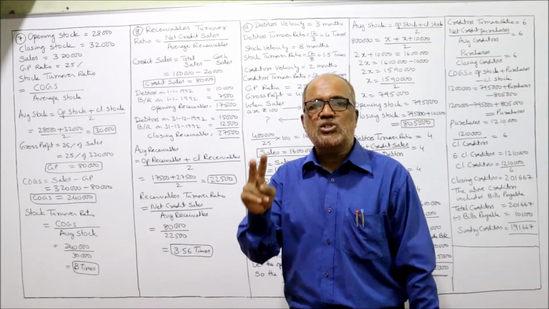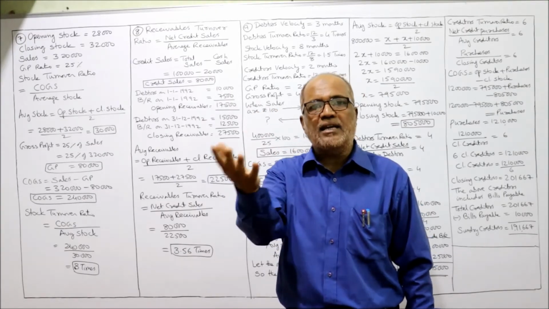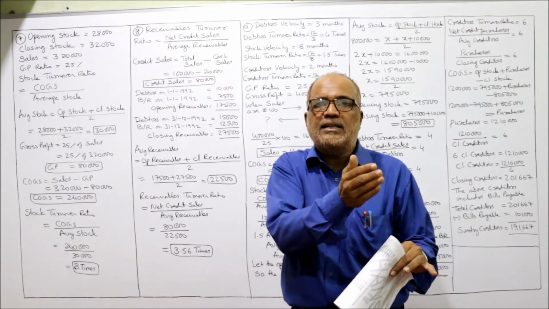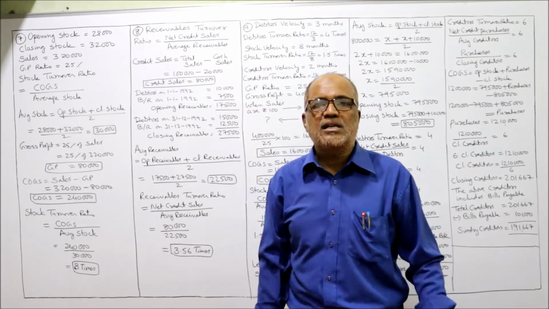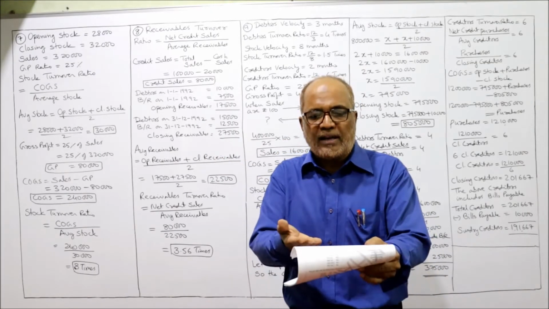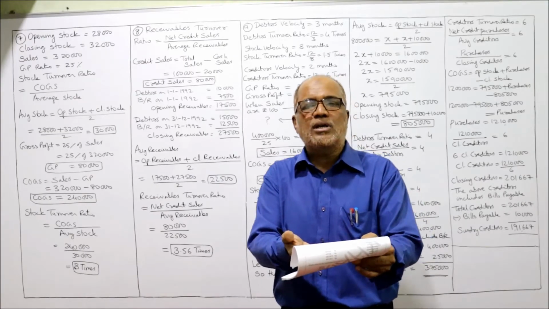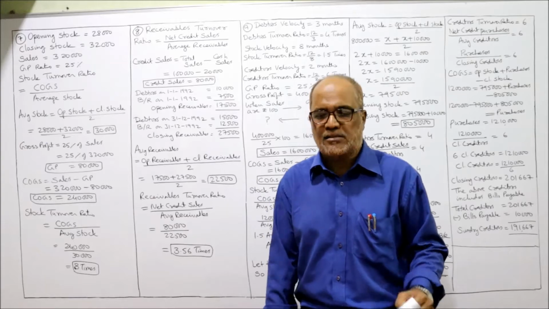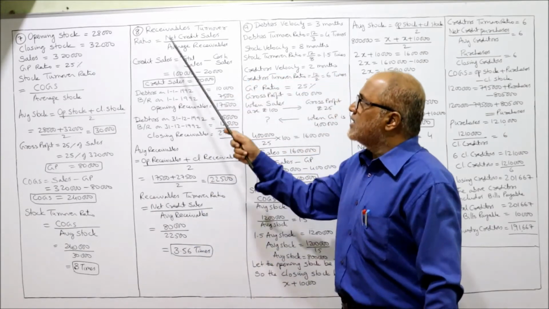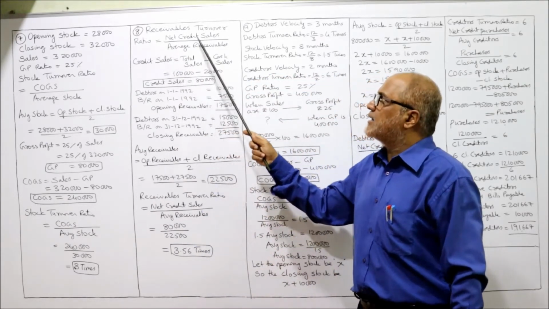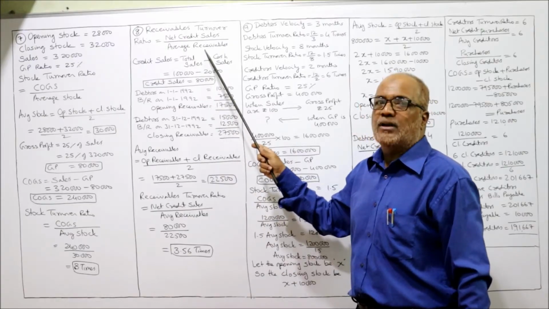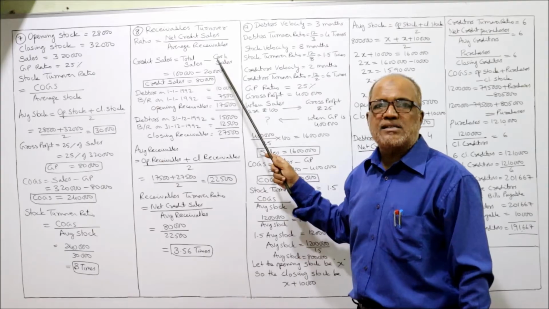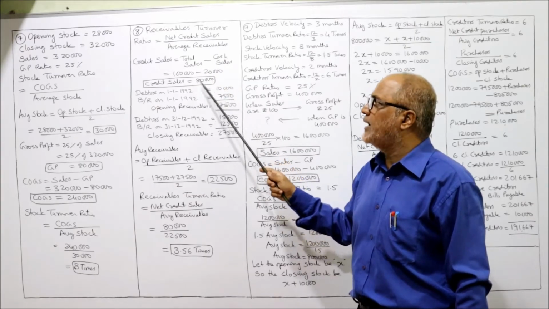Actually, sales consist of 2 types, cash sales and credit sales. So from the total, if you deduct the cash sales, the remaining sales will be credit sales. So 1 lakh rupees total sales, 20,000 cash sales, deduct 20,000, 80,000 are the credit sales. So see here, receivables turnover ratio formula, net credit sales divided by average receivables. Net credit sales we can easily find out: total sales minus cash sales, 1 lakh minus 20,000, 80,000.